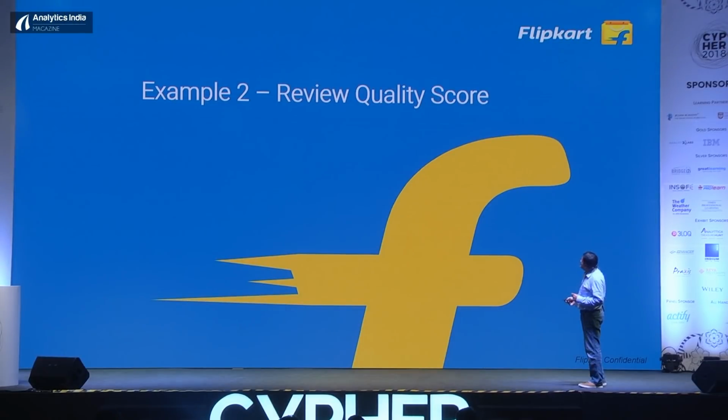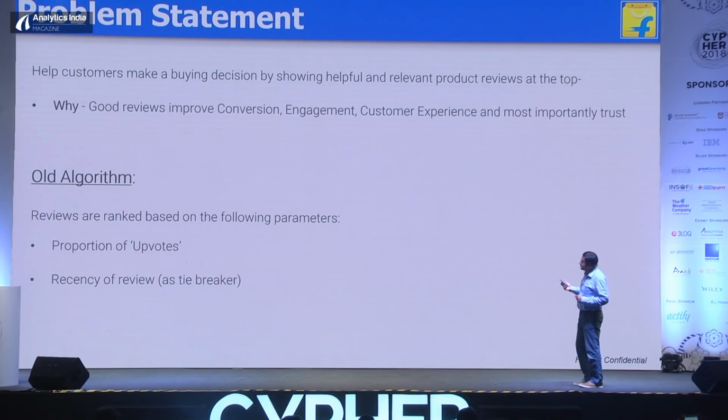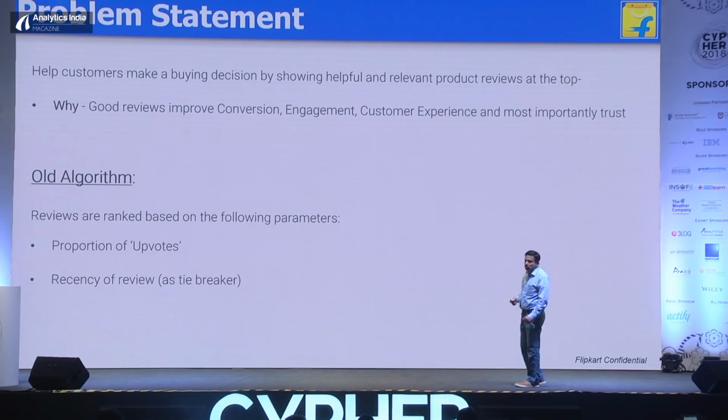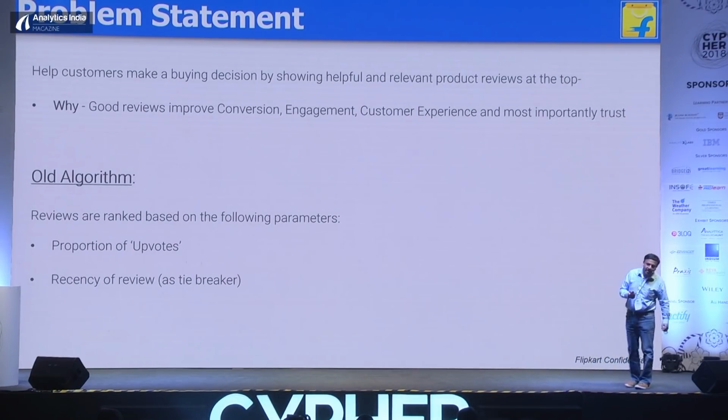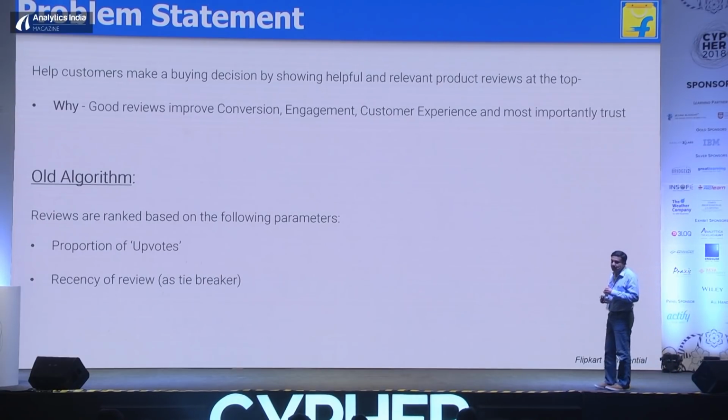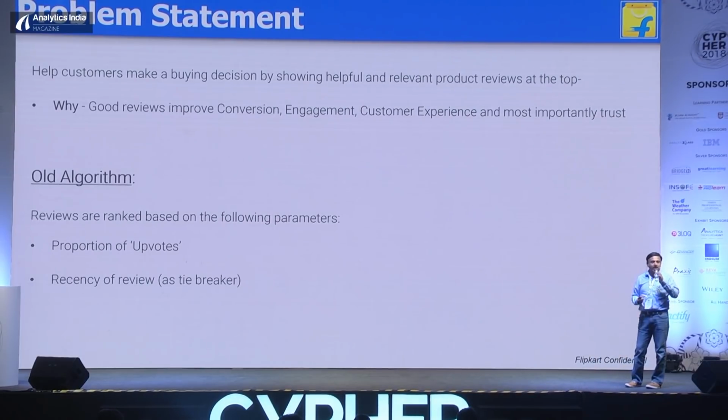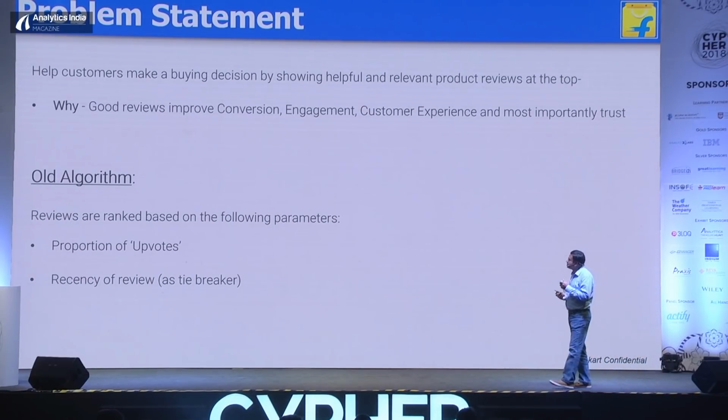Another example is review quality score. Nobody buys anything today in e-commerce without checking reviews, and in fact, if you look at some of the markets, even offline purchases are made based on online reviews. People look at online reviews and then they understand what's good and so on.